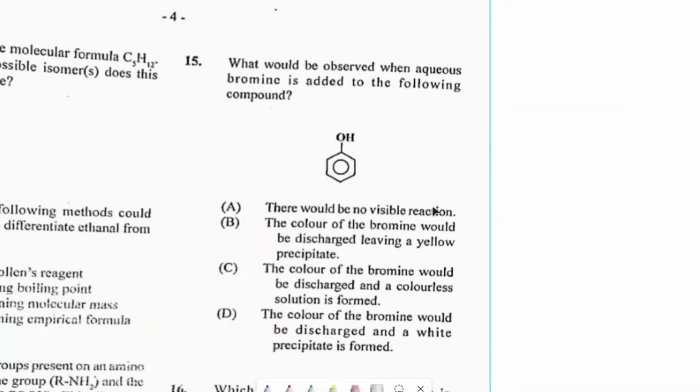What would be observed when aqueous bromine is added to the following compound? So that's phenol. So when bromine is added to phenol, a white precipitate is formed and bromine is decolorized. So that's what you're looking for in your answer. A, there would be no visible reaction. That's a lie. The color of bromine would be discharged, leaving yellow precipitate. Nah, told you white. The color of bromine would be discharged and a colorless solution formed. Maybe. Nah, that's not what I said. The color of bromine would be discharged and a white. Okay, I was getting a bit nervous there because I'm like, maybe the answer is C.